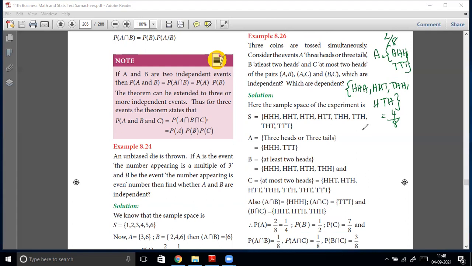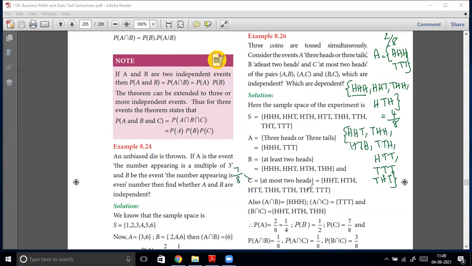And C is at most two heads. At most two heads means three heads won't come. So you can have HTT, HT, then less than two heads also you can have. So T, and then you can have HTT also, and TT also. 1, 2, 3, 4, 5, 6, 7. So this C event is equal to 7 by 8.